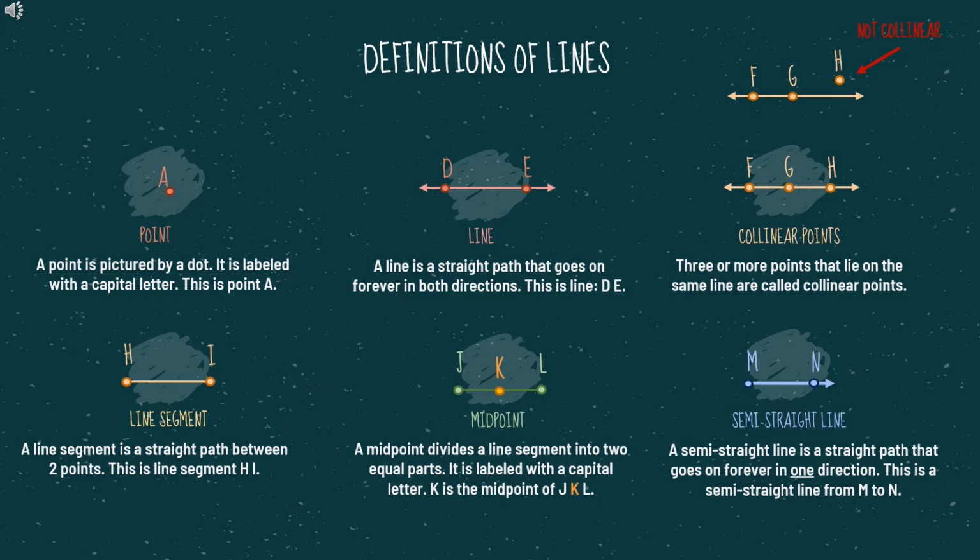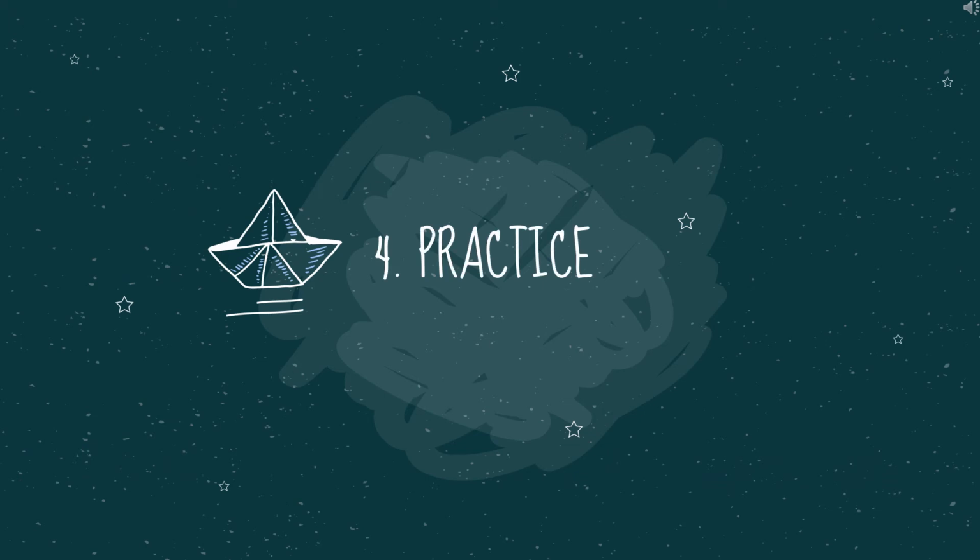Finally, let's look at a semi-straight line. A semi-straight line is a straight path that goes on forever in one direction. This is a semi-straight line from M to N. Can you see how there is an arrow on one side of the line but not both? If there is only one arrow on the line, it is a semi-straight line. It's time to do some practice.